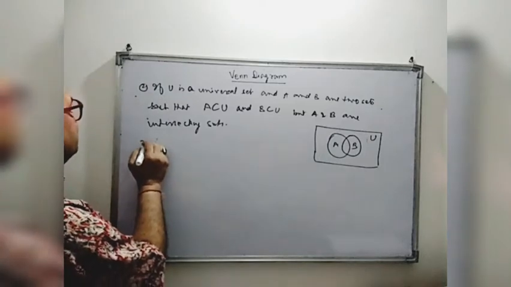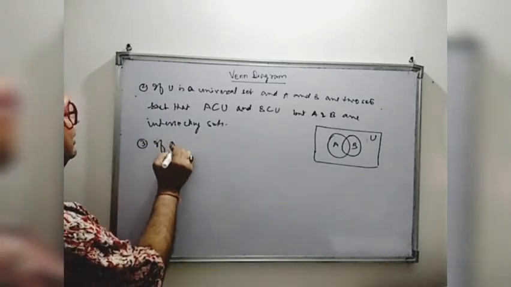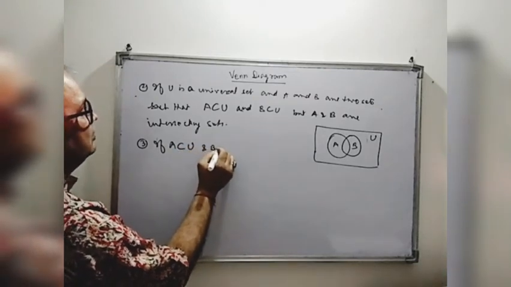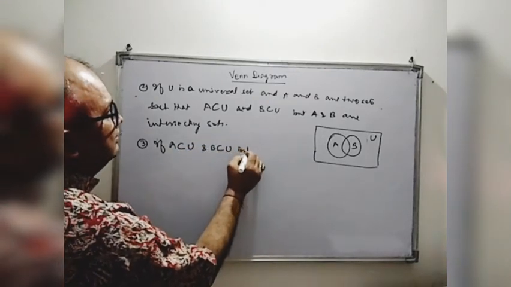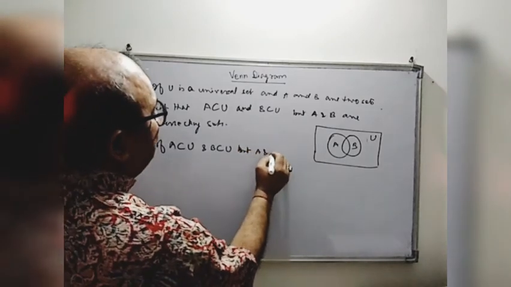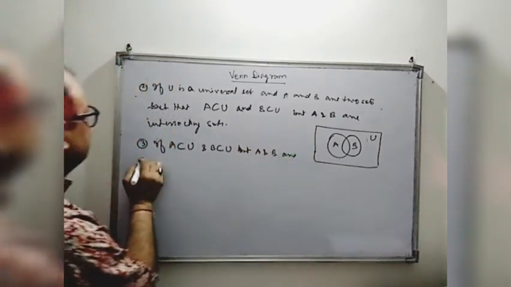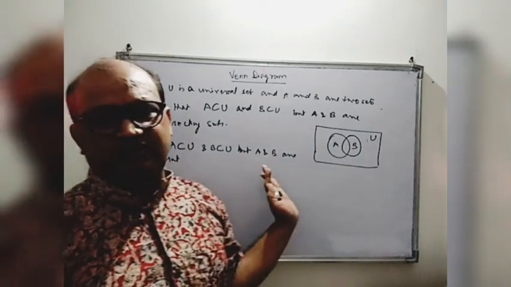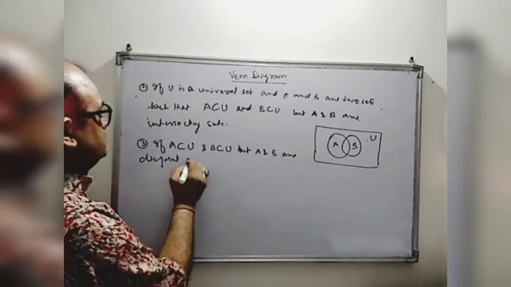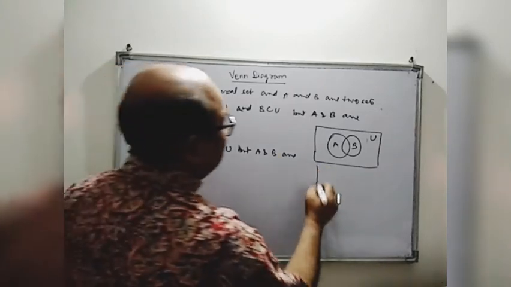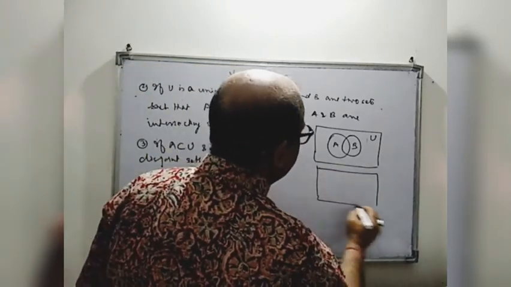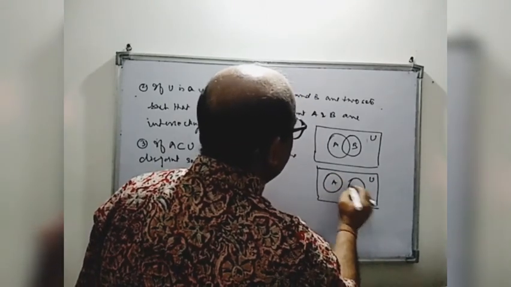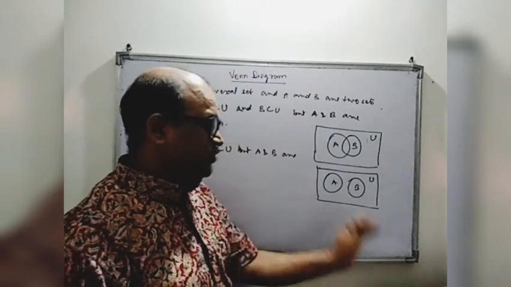Now, next, if A is a subset of U and B is also a subset of U, but A and B are disjoint sets. What do you mean by disjoint sets? That is, there is no element common in both of them. Then we represent it like this. This is U, this is A, this is B. So A and B are totally disjoint sets.